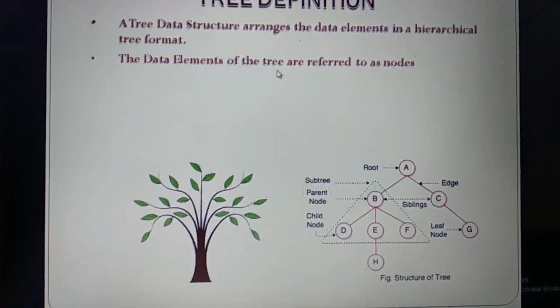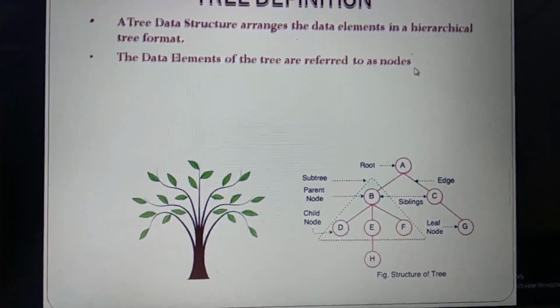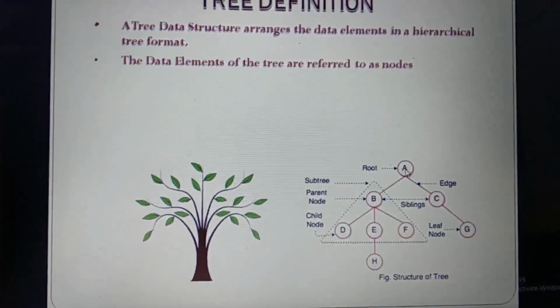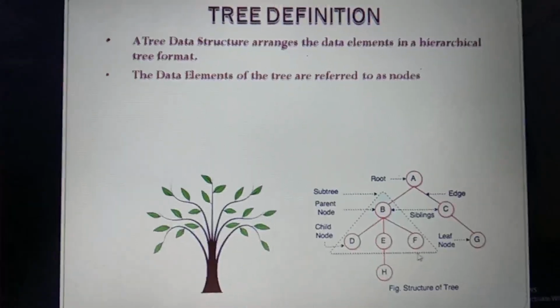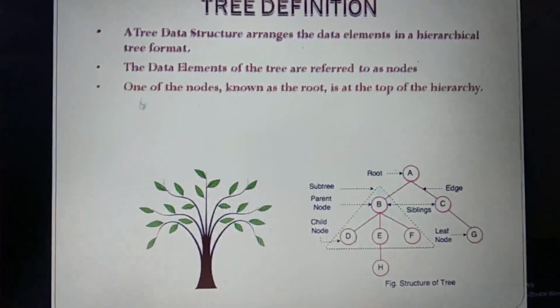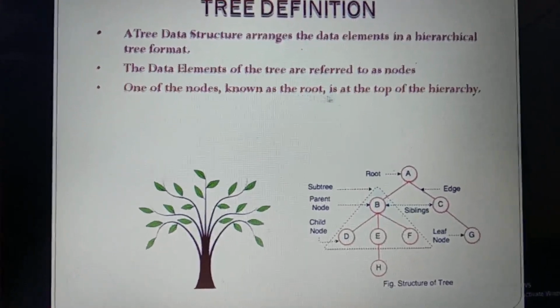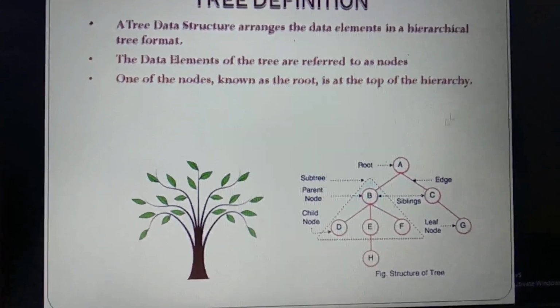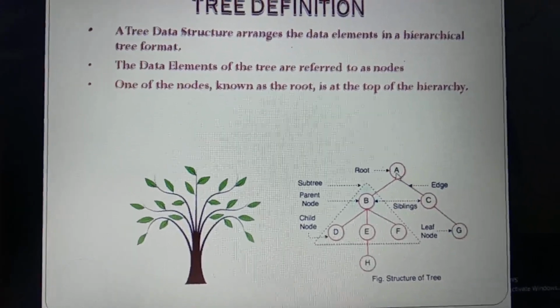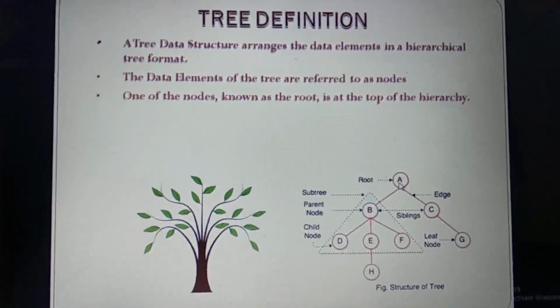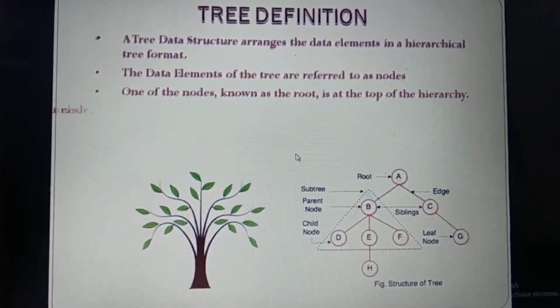The data elements of the tree are referred to as nodes. In our tree data structure, the elements A, B, C, D, E, F, G, H are referred to as nodes. One of the nodes known as the root is at the top of the hierarchy. The first node in this example, the first node A, is called as the root node because it is the first node of this tree.